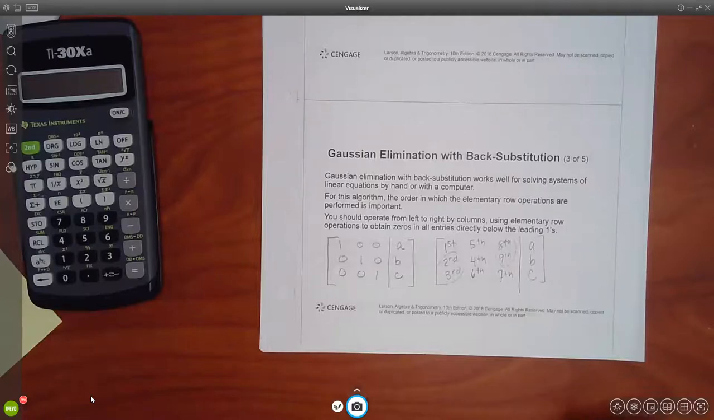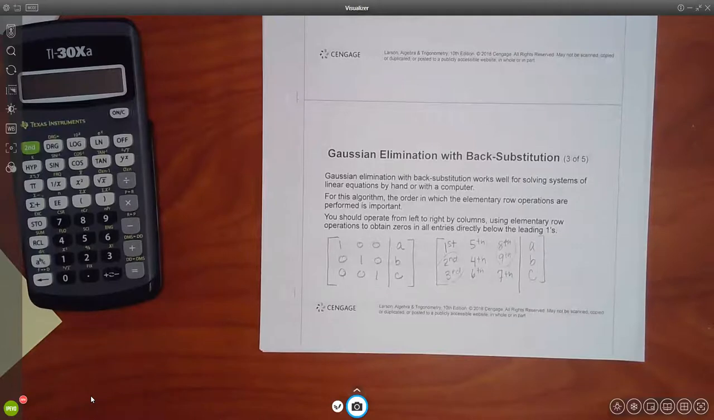Get the ones to be ones first in the column, then use that one to get zeros. Then you can move over to the next column. Get the one to be a one, then the zeros, then move over to the last column. Get the one to be a one, then get the zeros.